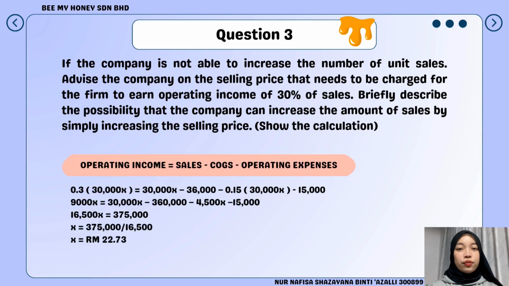For question 3, if the company is not able to increase the number of units sold, it advises the company on the selling price that needs to be charged for the firm to earn operating income of 30% of sales.